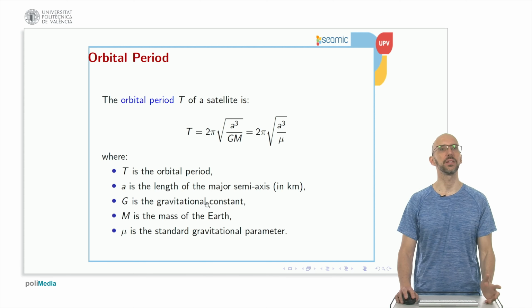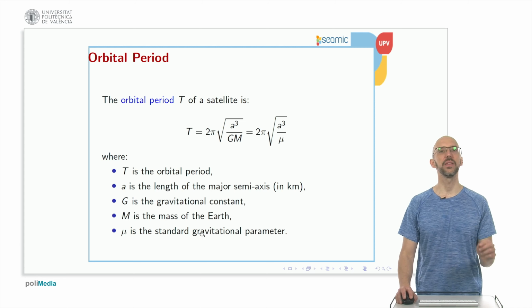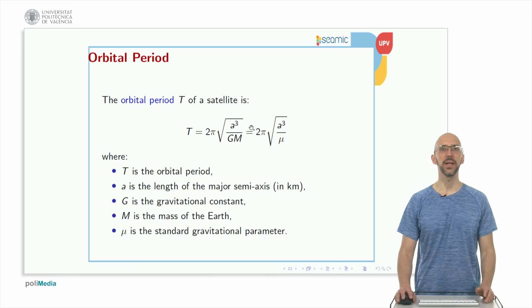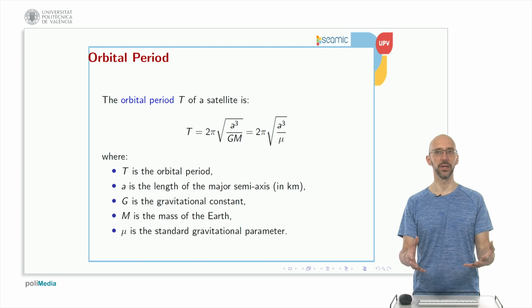Normally, we don't write GM all the time, G times M. We denote this by the Greek letter mu. Mu is the standard gravitational parameter. So the formula we are going to use is this one: 2 pi times the square root of a cubed divided by mu, where mu is the standard gravitational parameter. Please remember that. It's a very simple function. T is a function that depends on the major semi-axis A. So depending on the value we put on A, we will have a different orbital period.